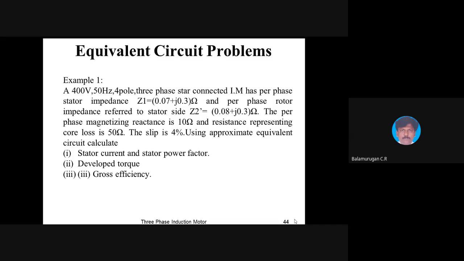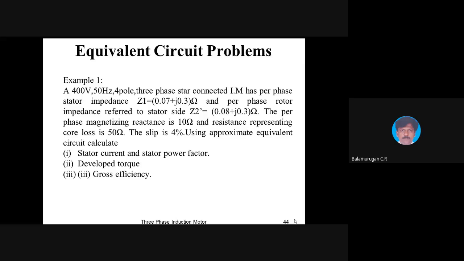NS is 30? How will it be 30? So 120 into 50 divided by 4. What will you get? 150? How will the speed be 150? 1500. Okay, 1500 RPM. What about the N value? Okay, NS is 1500, correct. So tell the value for N.